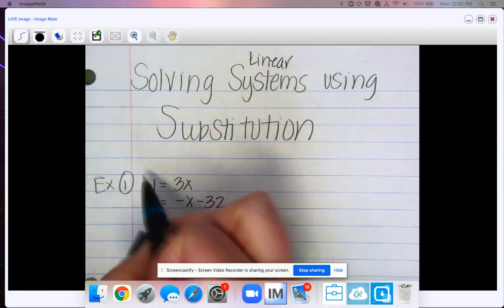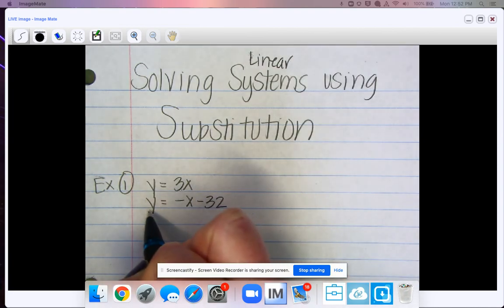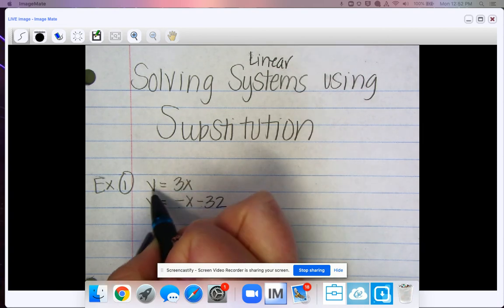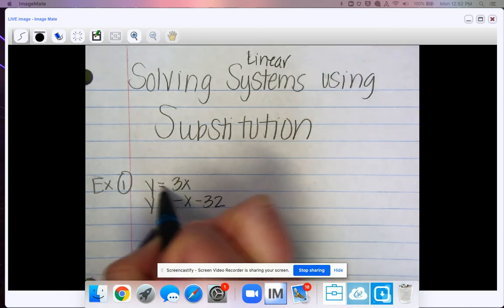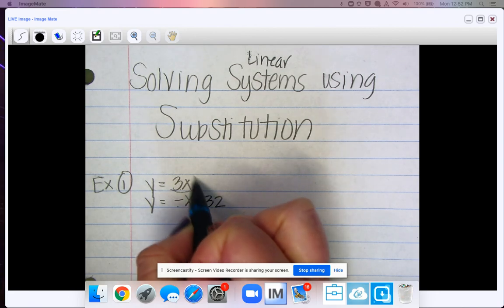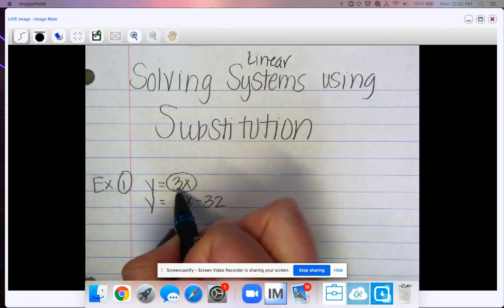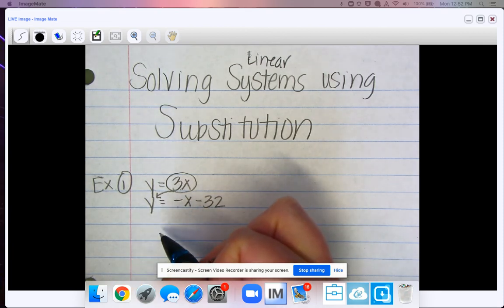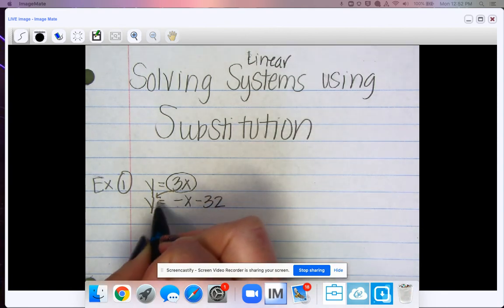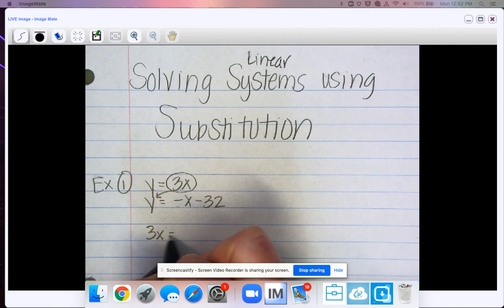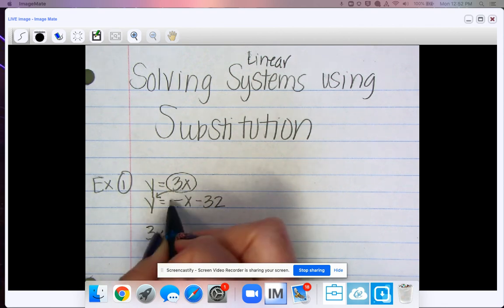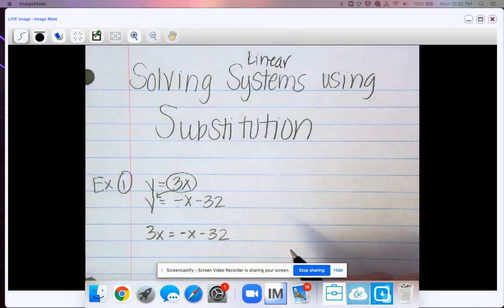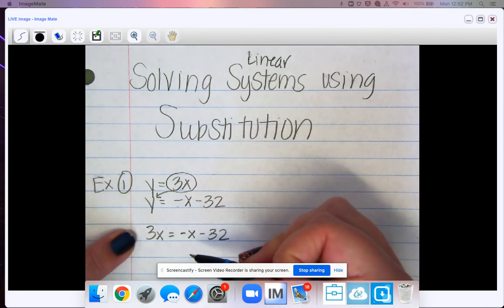The way this first one is set up, we have y equals 3x for our first equation and y equals negative x minus 32 for our second equation. And so since both of these are already solved for y, we're going to take 3x, because y is equal to 3x, and plug that in for y in that second equation. So what that gives us is 3x is equal to negative x minus 32. And so now I have only one variable, and with one variable I can actually solve.